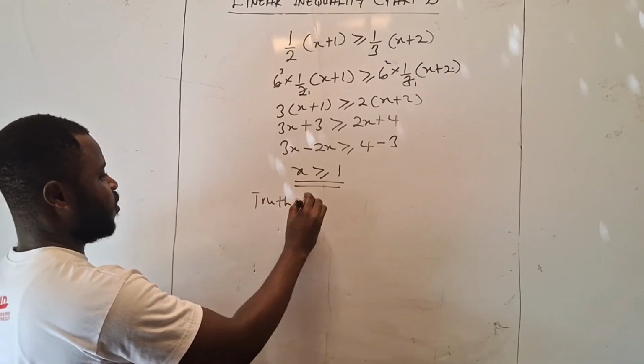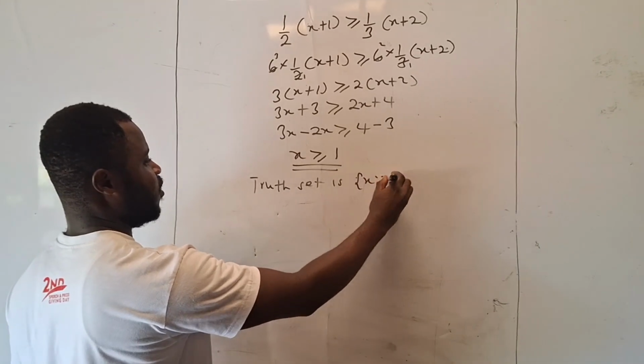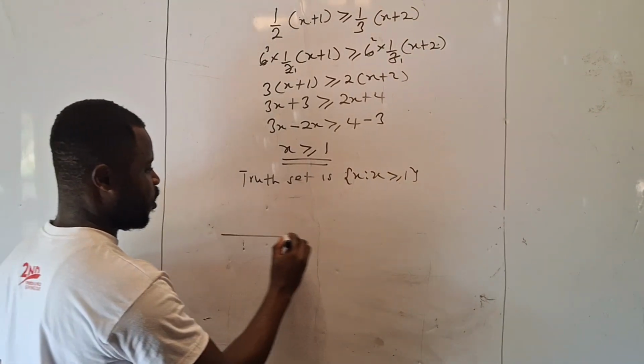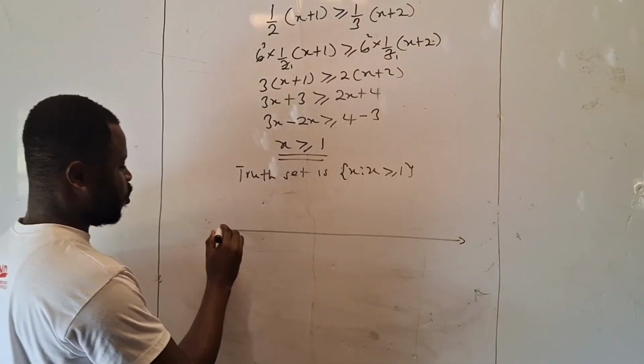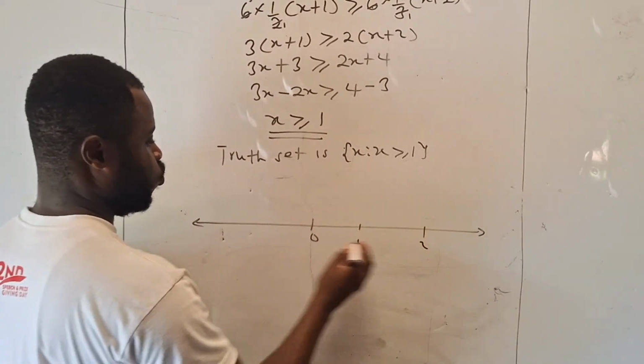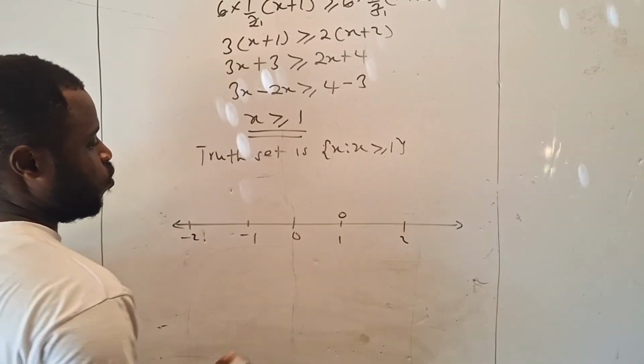Truth set: x is greater than or equal to 1. Now on the number line, our answer is 1. So 0, here can be 1, 2. Negative 1, negative 2. So the answer is going to be on 1.